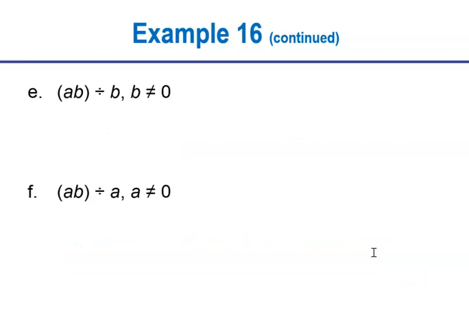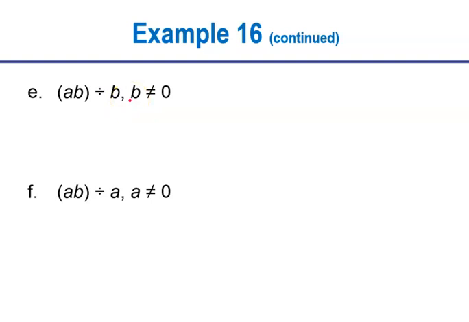Still not finished. We've got AB divided by B such that B is not 0. Why do you think they put B is not equal to 0? Well, when you're dealing with a variable, we don't know what the value of B is, but we know we're never allowed to divide by 0. That gives us an undefined result.